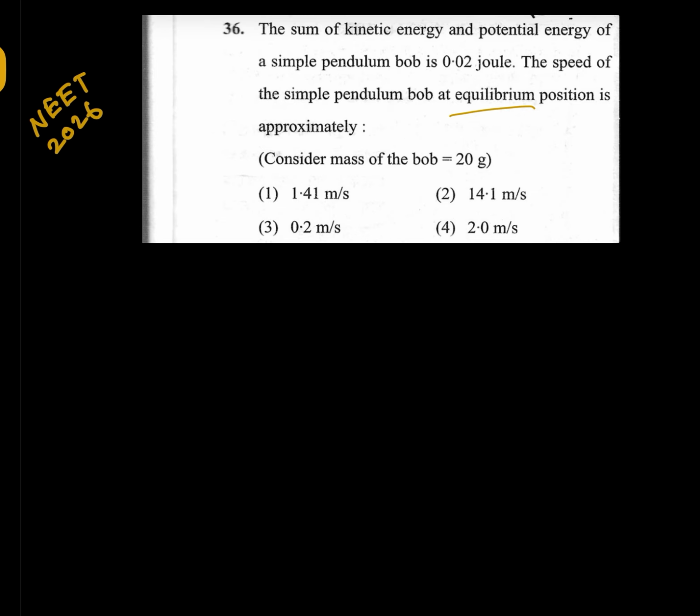Okay, so we know that for a pendulum which is oscillating, the total energy is represented by potential energy plus kinetic energy. And just because it is mentioned that the bob is at the equilibrium position, we can say that the potential energy is nearly about zero. So the total energy will be equal to kinetic energy, and total energy is given here as 0.02 joule, and kinetic energy we can write as half m v max square.